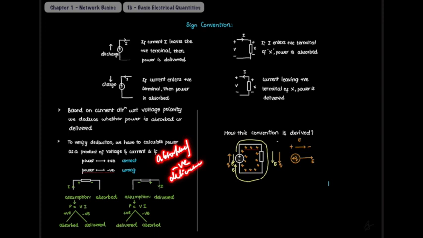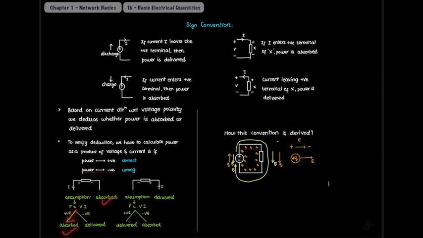So we can conclude that the power is delivered. A few examples are given here. For example, here the current seems to be entering the positive terminal, so the assumption is the power is being absorbed. With this assumption, I'll proceed and calculate the power, which is voltage times current. If the result is positive, then our assumption is correct.